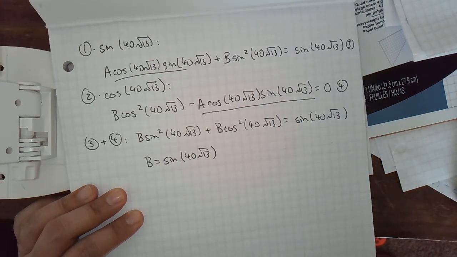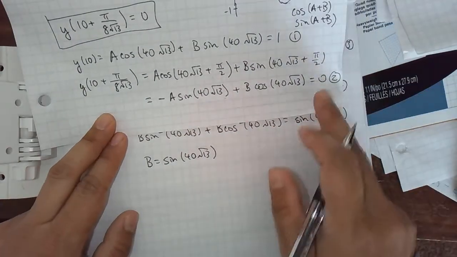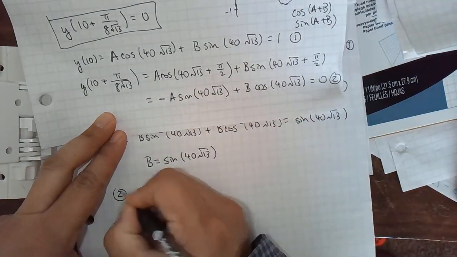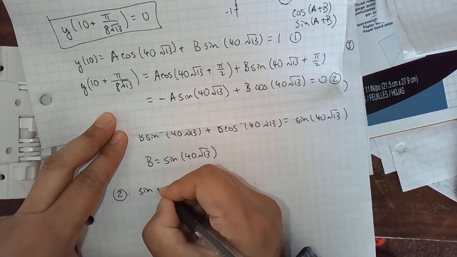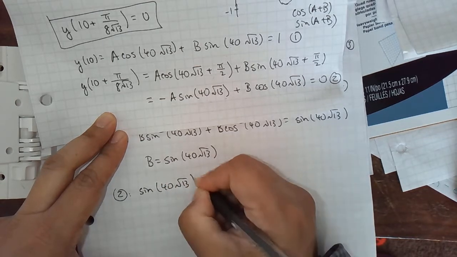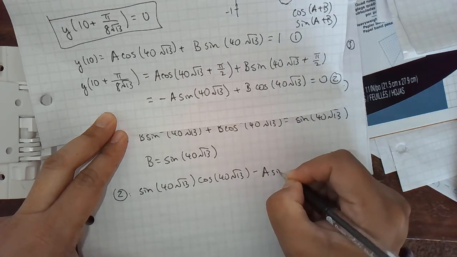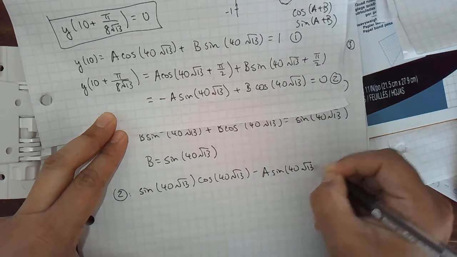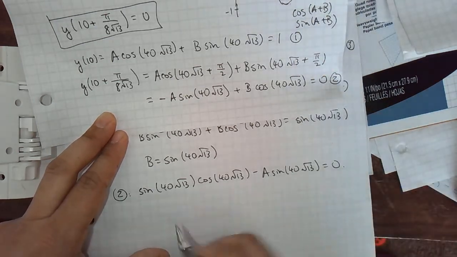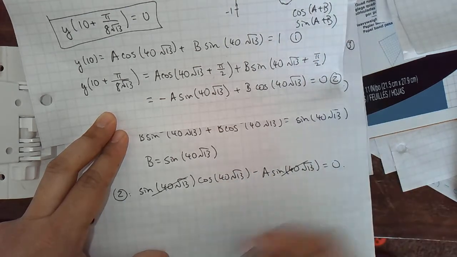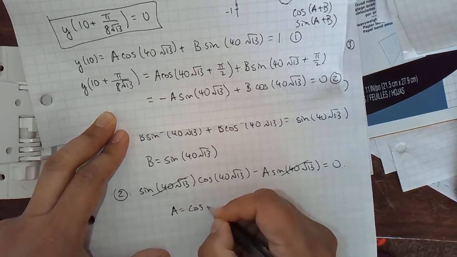Okay, I'm most of the way there. Now I just need to find a. I think the easiest way to do that is to go to equation 2, substitute b into equation 2. So I'm going to write the second term first again so that I don't have a negative in front. 40 root 13 cosine 40 root 13 minus a sine 40 root 13 equals 0. Sine of 40 root 13 is certainly not 0, so I can divide both sides by that, so that will get divided out. 0 divided by that is 0. So then a is cosine 40 root 13.